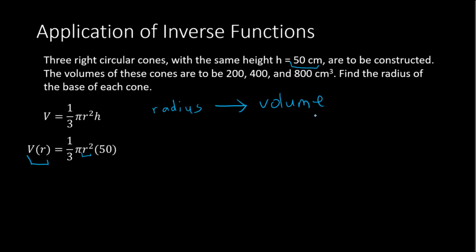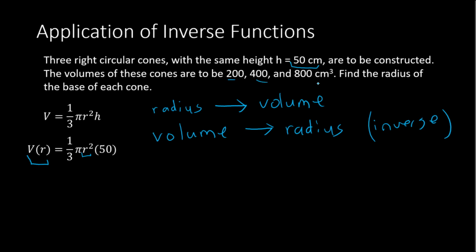All right, but what we want is we want to find the radius given the volume. So the inverse of this function will take the volume and give you back out the radius, which is what we want, right? Because we want to plug in these volumes of 200, 400, and 800 to figure out the radius of those cones. So this is an application of the inverse. We can take the inverse of this function, v of r, and that will help us have a new function that will give us the radius when you plug in the volumes.